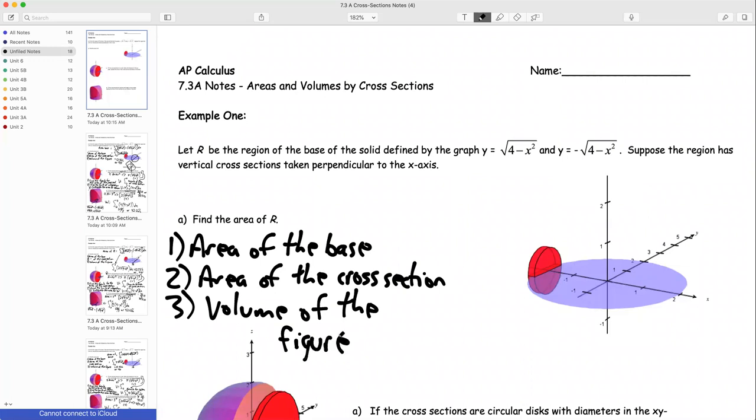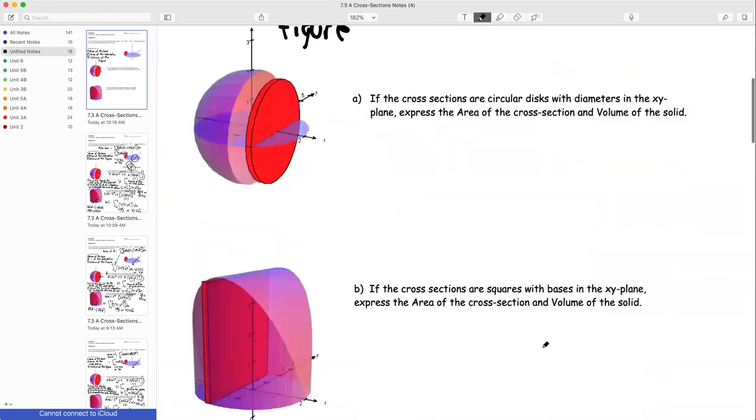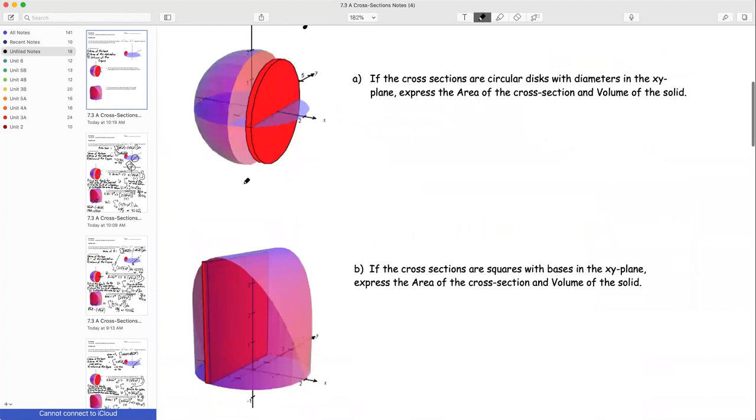So let me give you a generalized overview of those three things, first of all. The area of the base, for example, is just the area of this blue region right here. The area of the cross section is where we take a shape and we slice the base. So in this case, it is a circle. In this case right here, it's a square that's sitting on top of the base there, that red square.